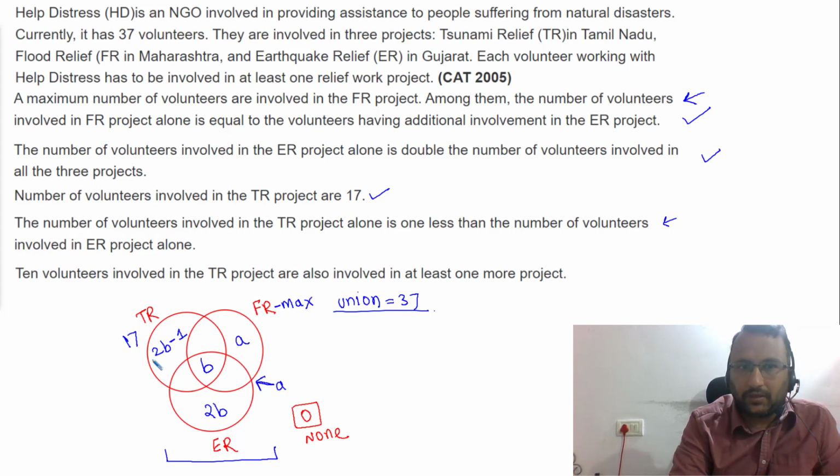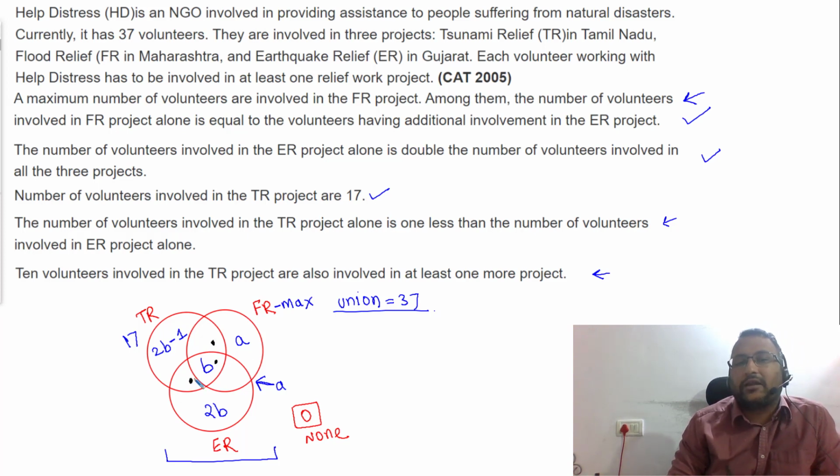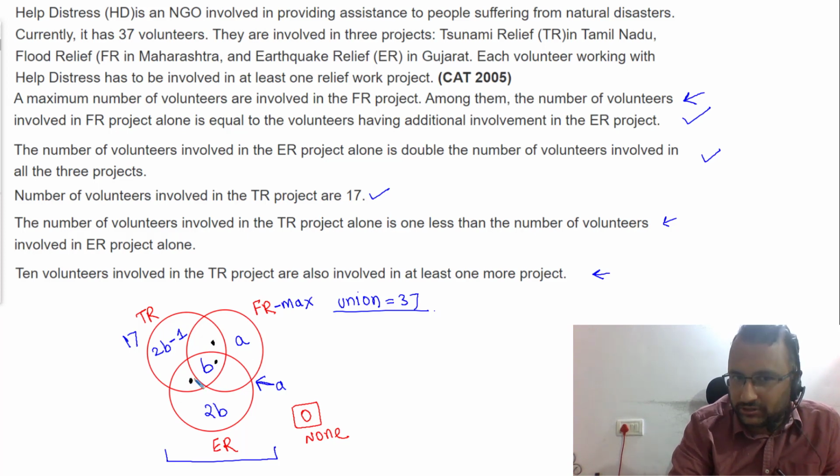After this, 10 volunteers involved in the TR project are also involved in at least one more project, everyone. So 10 is the addition of what? TR and at least one other project. So hold on. So the 10 is the addition of these three regions, everyone. 10 is the addition of these three regions.